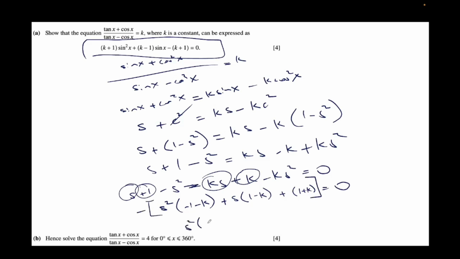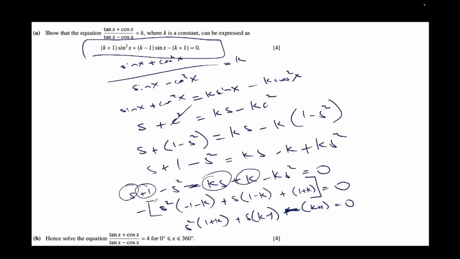Sine squared, bracket 1 plus k, times plus sine times k minus 1, because negative 1 plus k becomes k minus 1, plus, it's the minus over here now, so this just becomes the minus, bracket k plus 1, like this, equals 0.